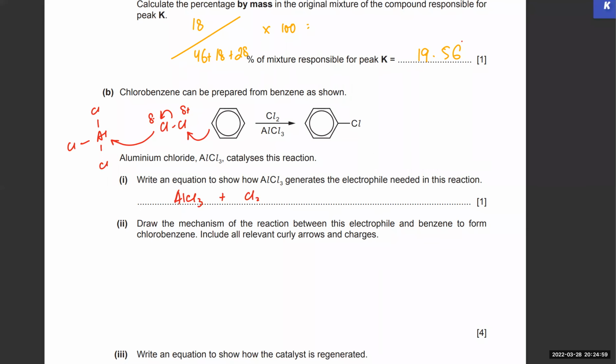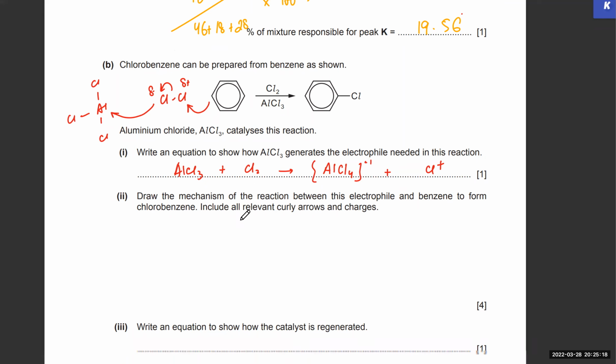So you have an AlCl3 molecule. The AlCl3 grabs one of the Cl ions. It becomes AlCl4 with a charge of -1, and the other one is now Cl+. That Cl+ goes and attaches itself to the benzene.